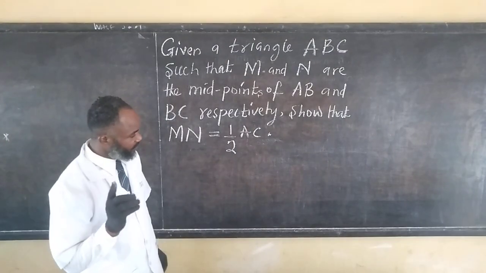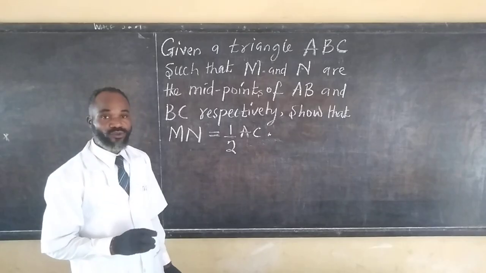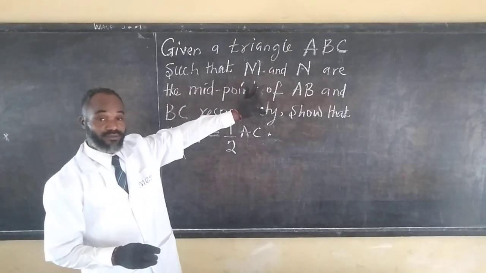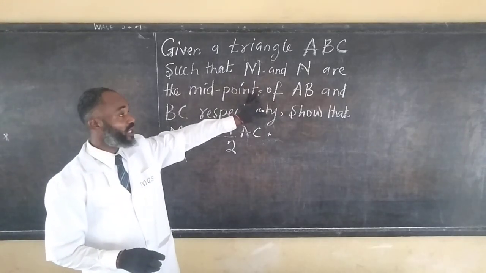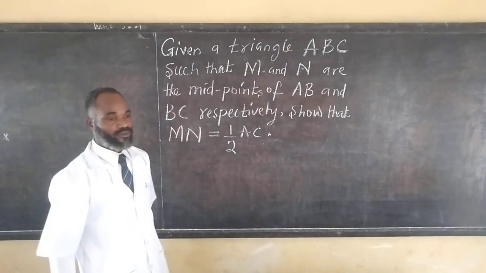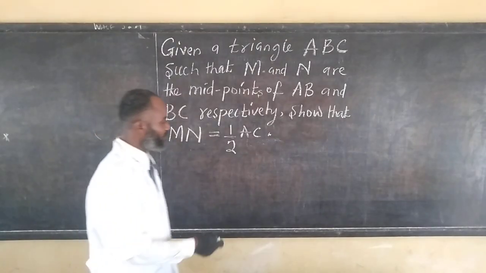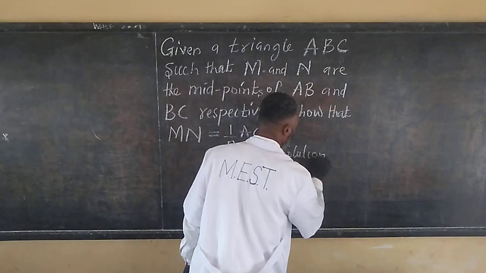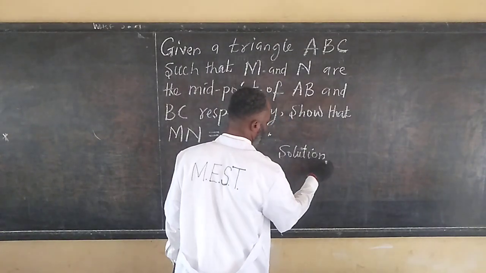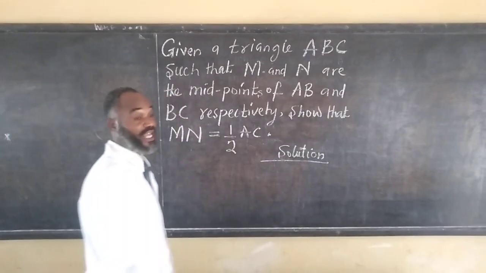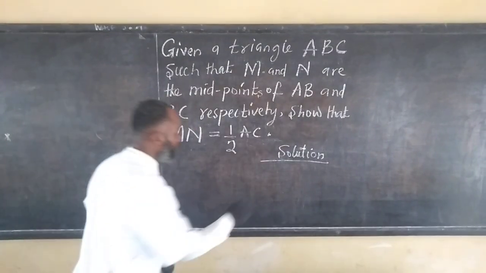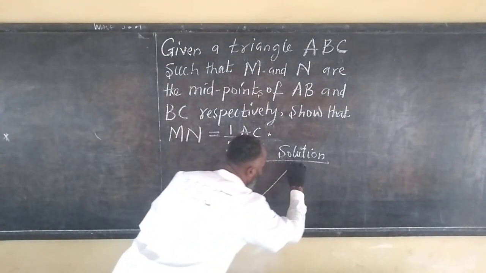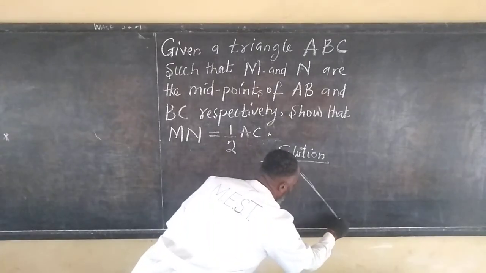But the first thing we need to do here is to draw the triangle in question. So, hello guys, let's go into it. So we have the solution. First of all, we draw the triangle. And look at it. This is the triangle.